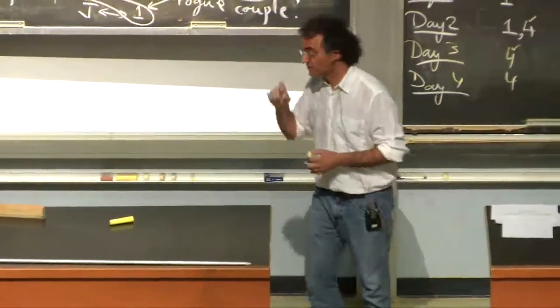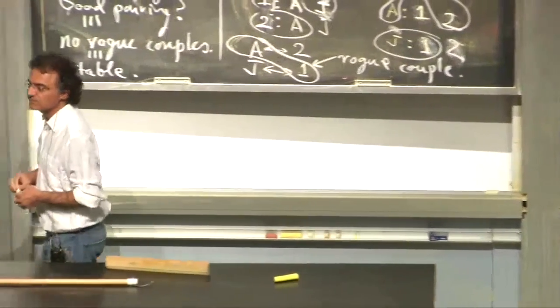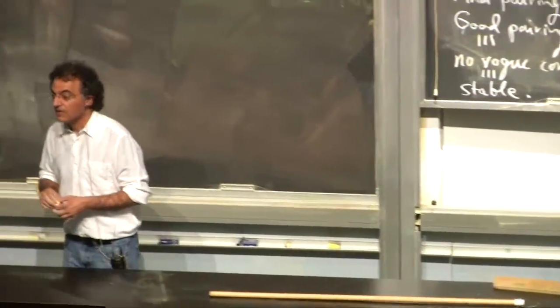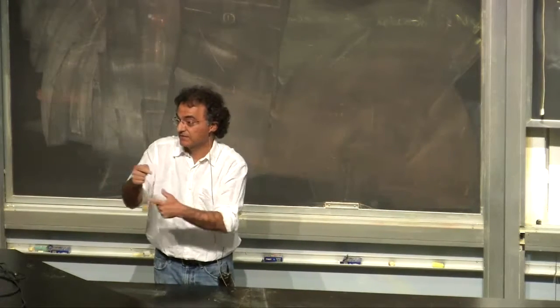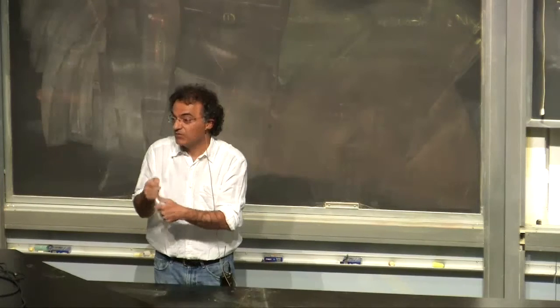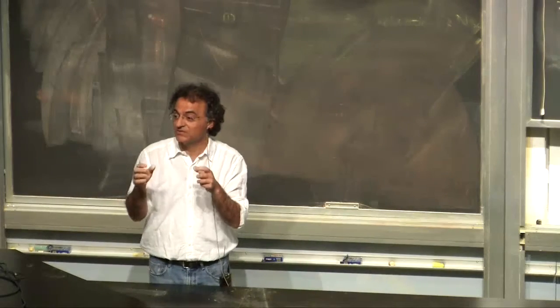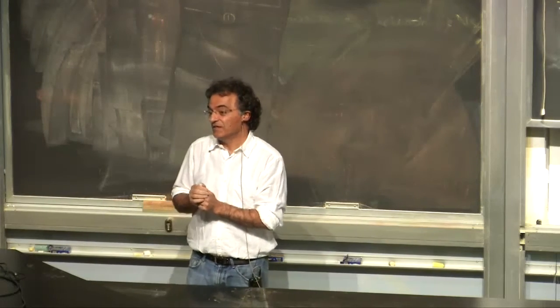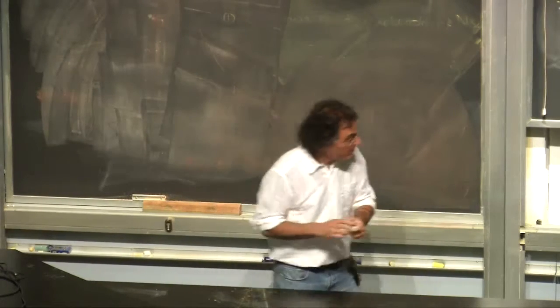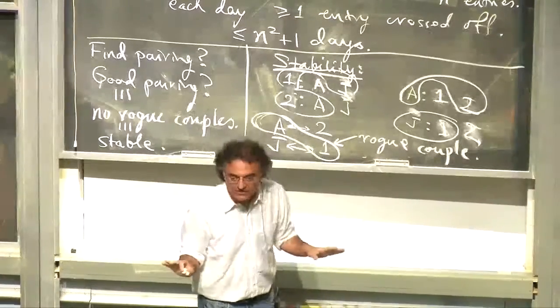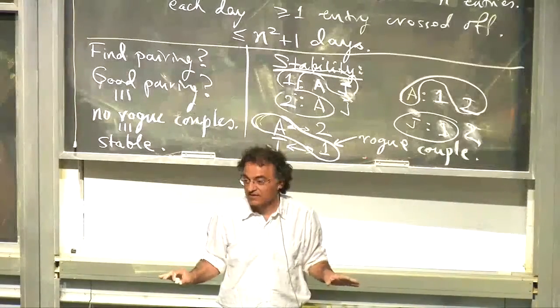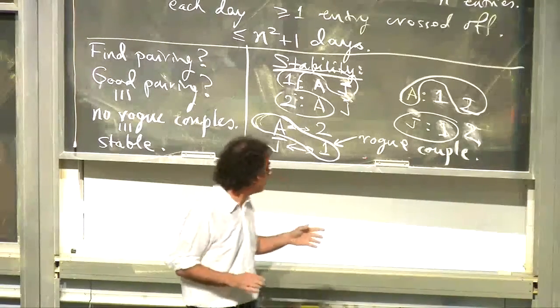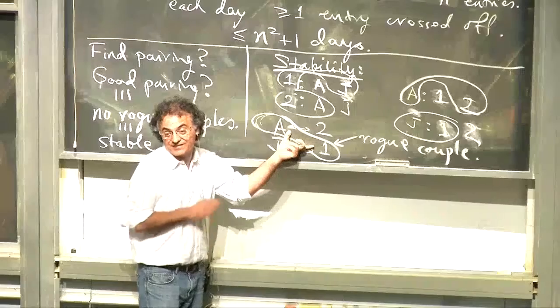A rogue couple is defined as either would rather be with the other? No, both would rather be with each other than with their current mates, current partners. Both have an incentive to deviate from the current pairing, and that's not good. So if one of them would rather be with the other, but the other would not, there's no harm, no foul. That's still stable. It's only if both of them would rather that it's a problem for us.